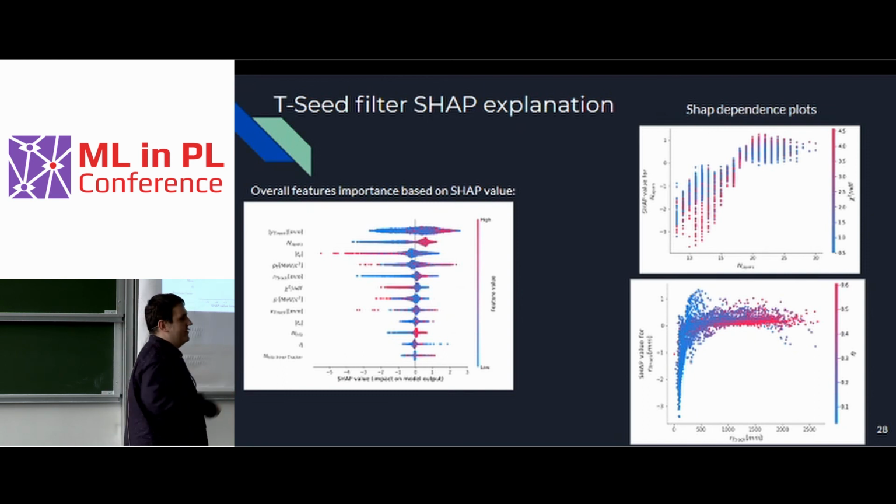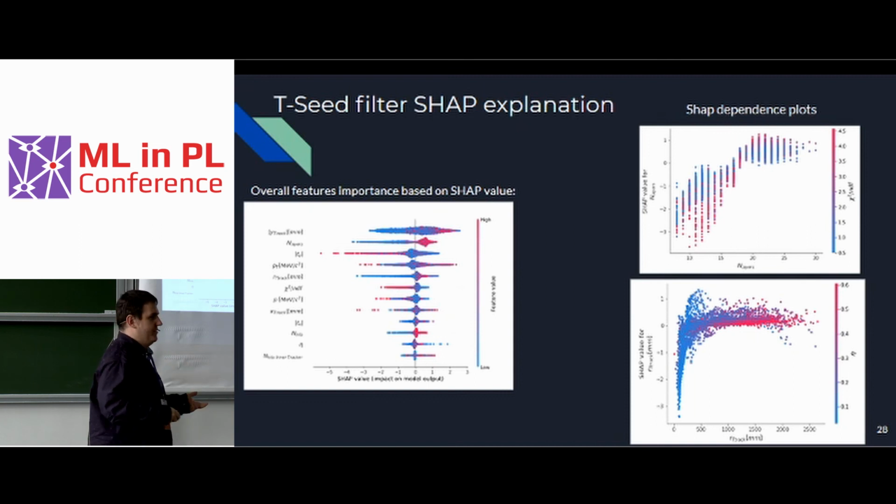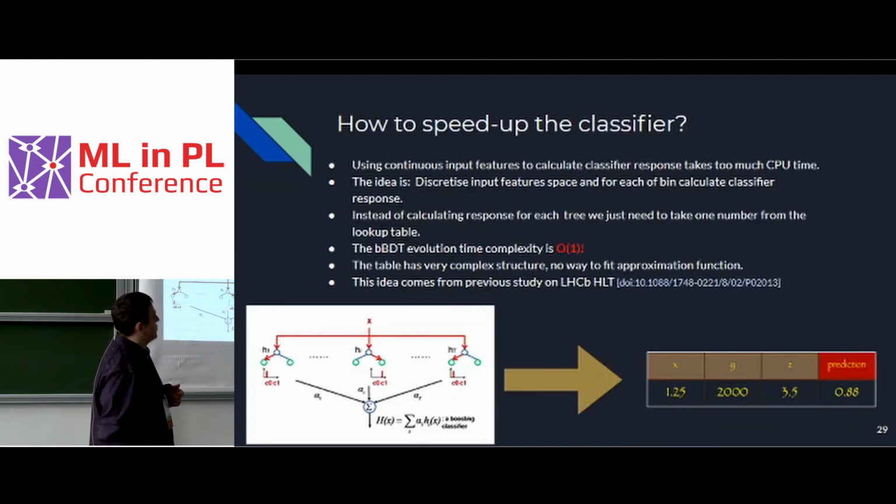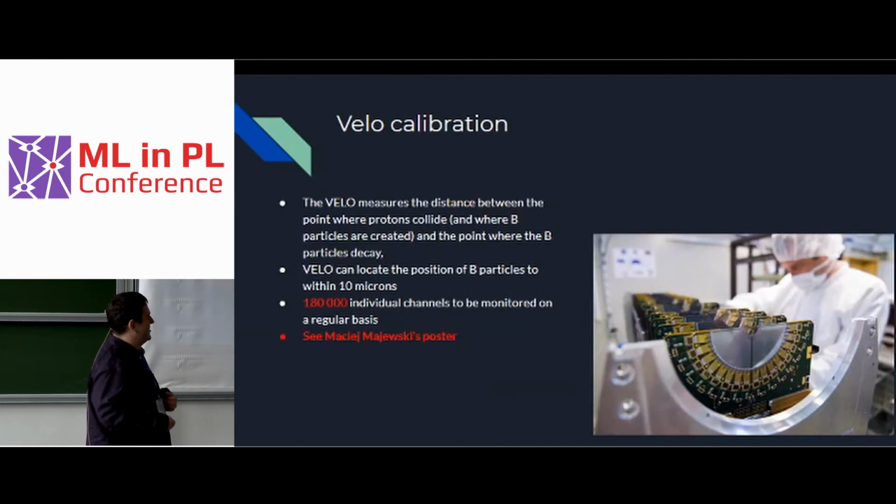So let's say that in this case there is a high chi-square fit quality of the track, and if the chi-square is pretty low, we see that the value of the classifier is low, which is okay with our understanding of the problem. So this is another way you can debug the problem. Okay, unfortunately I don't have time to cover this one.